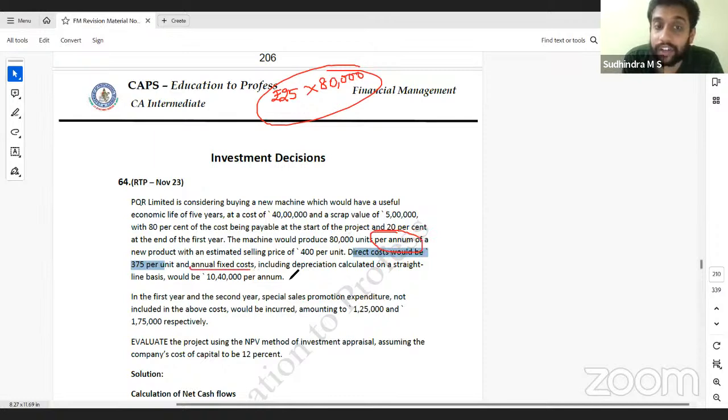Minus annualized fixed cost, including depreciation calculated on SLM, 10,40,000. 10,40,000 is the fixed cost. But from contribution, can I reduce 10,40,000 in full? Shall I reduce 10,40,000 in full?